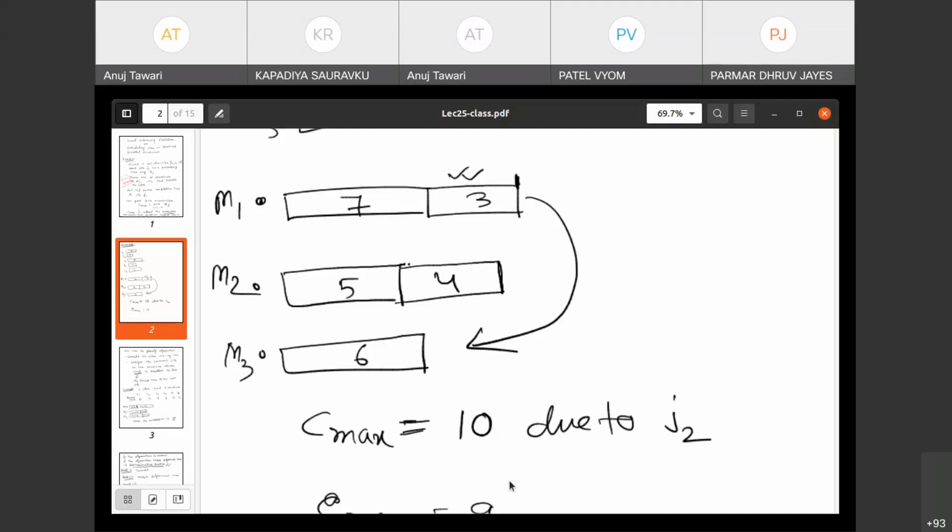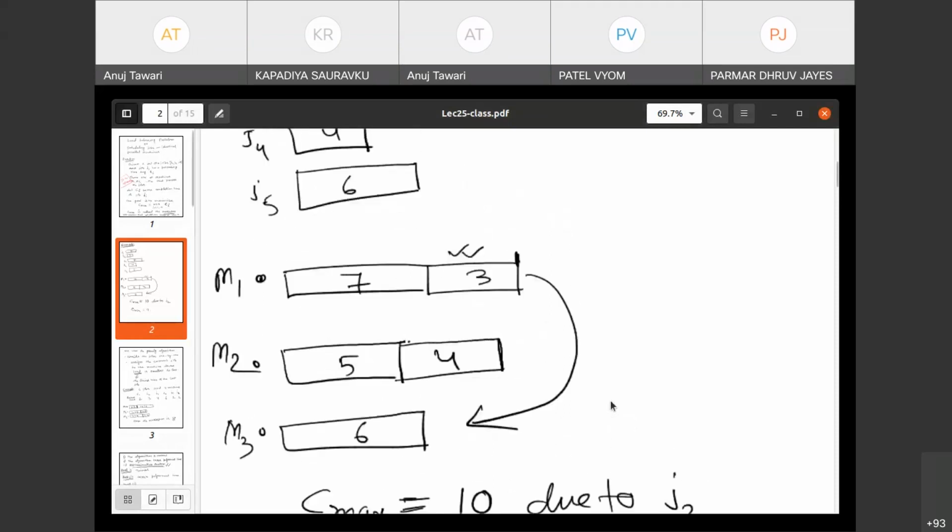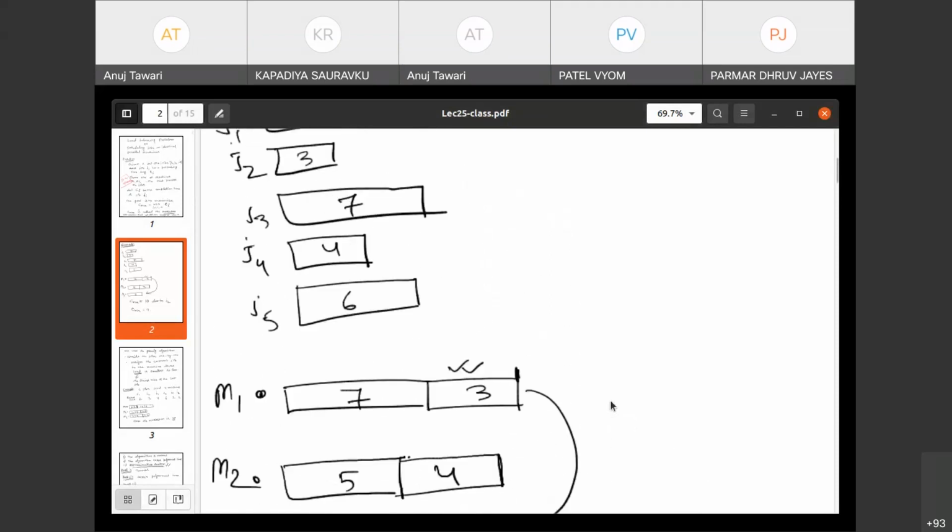So now we want some nice approximation algorithm which can at least give us close to the optimum, if not the optimum. So how should we do that? What's the algorithm for this problem?